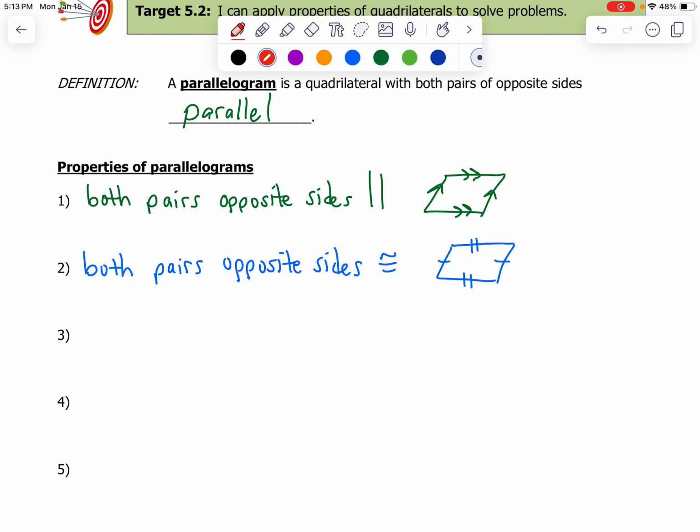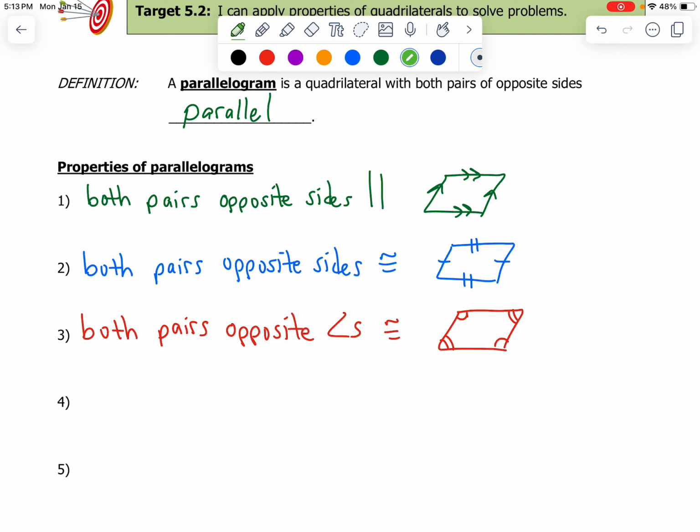Next, we're going to say both pairs opposite angles congruent. So we'll draw a parallelogram and then we'll put tick marks on the opposite angles to show which angles are congruent.